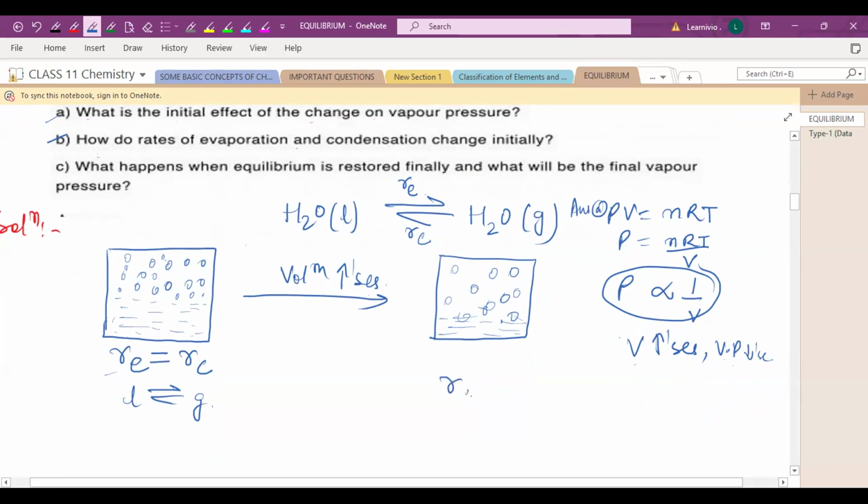So the rate of condensation, see, the first container was at equilibrium. But in the second one, what happens? The volume increases and the vapor pressure decreases. So the gases will occupy all the spaces in the container. Whatever space it gets, it will occupy that.